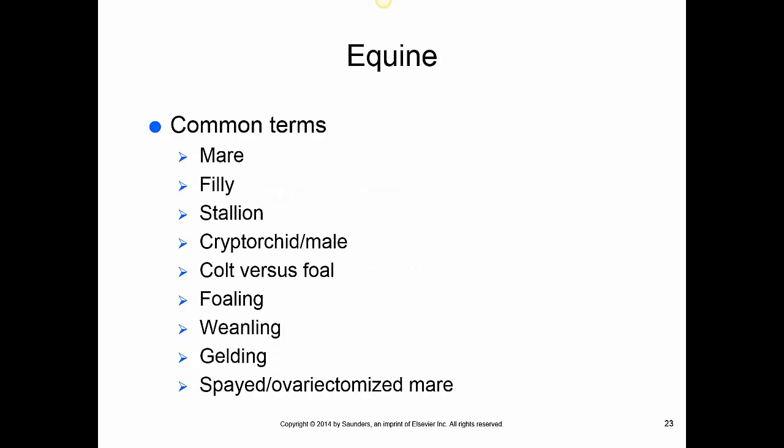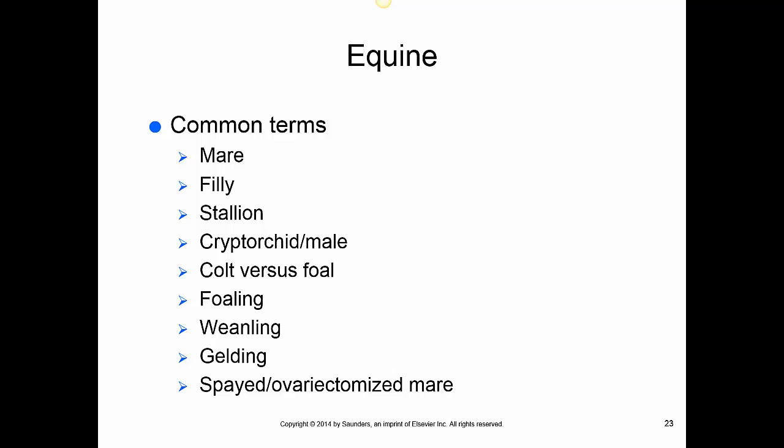Next, we move on to equine. So common terms here: mare, that's an intact mature female horse that's able to be reproductively active. Filly is an immature female horse that's not hit puberty and is not sexually mature or active. Stallion is the active, sexually mature male.